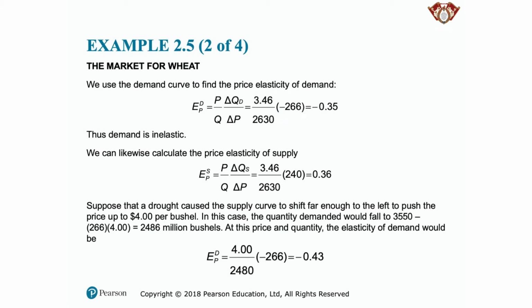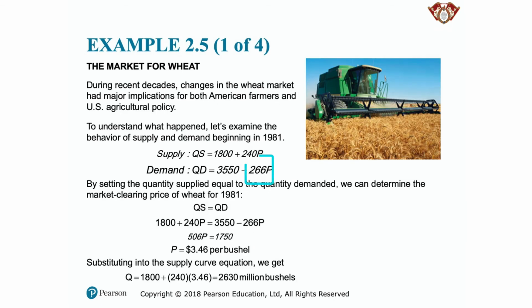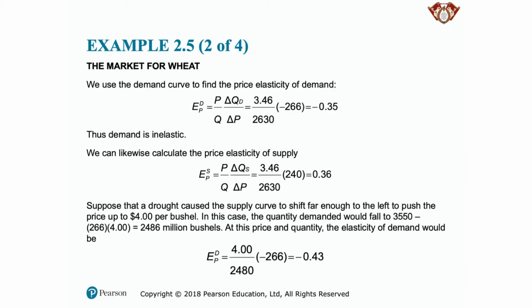How do we know this? Now look at this. QD is this one. So change in QD over change in price is the first derivative of this demand function, which is minus 266. So then we can calculate price elasticity of demand is equal to like this.